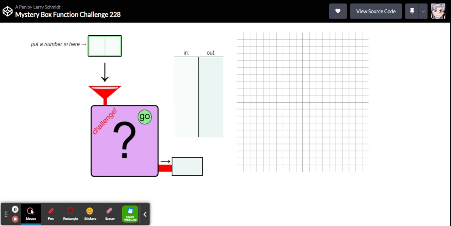All right, let's start with a 0. All right, 0 gives us 0. How about a 1? 1 gives us 1. Well, I can think of a lot of functions that would give us 0, 0, and 1, 1. Let's try a 2.